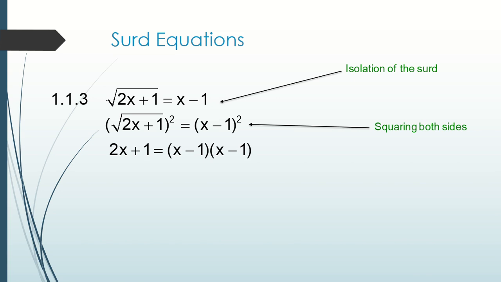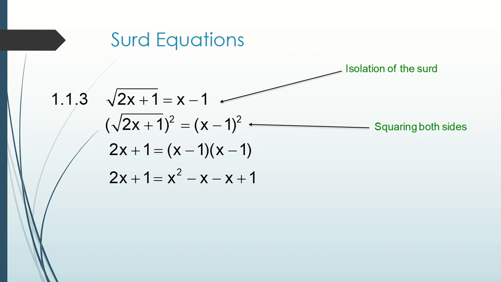So if you do that, now you have 2x plus 1. We no longer have a square root. And x minus 1 all squared means it is repeated twice. So you have x minus 1 times x minus 1. You deal with what is on the right hand side. x times x is x squared. x times negative 1 is minus x. Negative 1 times x is minus x. And negative times negative is positive. 1 times 1 is 1.